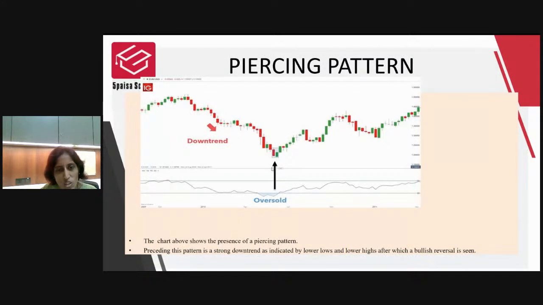After which, if you get to see this piercing pattern, for sure from there on the markets are going to move up. So if you get to witness these two candles, one bearish and another bullish, it indicates that from there on the markets are going to go upwards, and that is the time to enter and make some good profits.